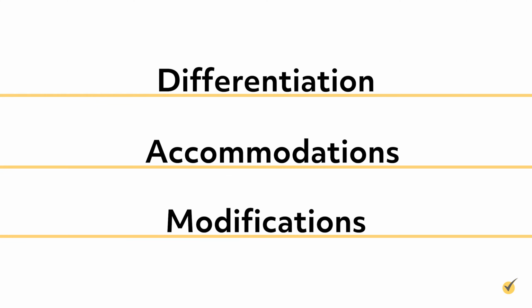Differentiation, accommodations, and modifications can assist with this goal and help all students succeed in the classroom. Though these terms are often confused, they have specific meanings. Let's explore each term now.